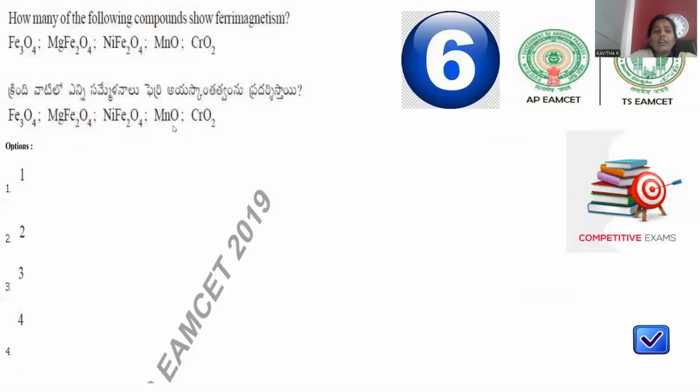So how many compounds are having that ferrimagnetism from these? Fe3O4, MgFe2O4, NiFe2O4, MnO, CrO2. All these are the oxides of transition metals only. Iron, nickel, manganese, chromium. Transition metal oxides were found for these ferrimagnetic substances to be identified.